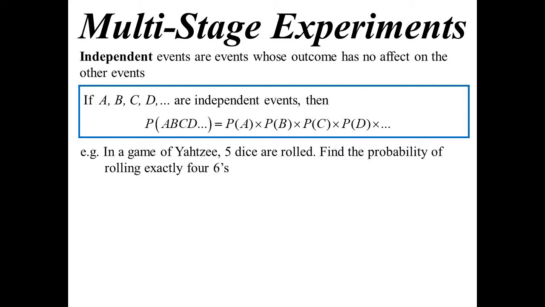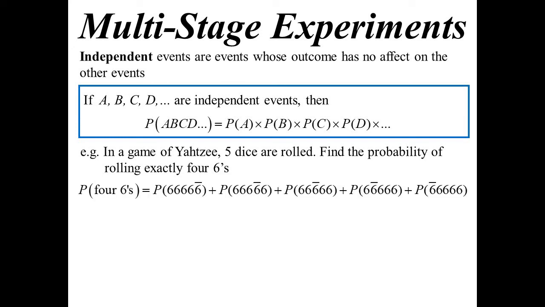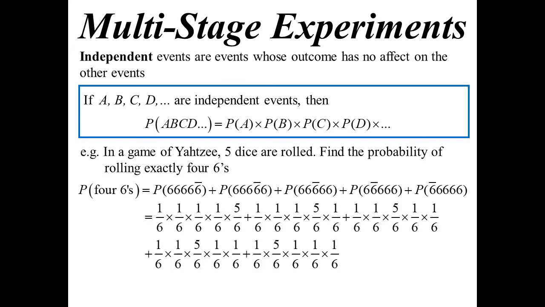You know the game Yahtzee? Great fun. You roll 5 dice and there are different combinations you have to try and get to win the game. So let's say we're looking to get 4 of a kind, and ideally 4 sixes would be good. Find the probability of rolling exactly 4 sixes. Well, there are several different ways we could do it. I could roll 4 sixes and then the 5th die doesn't have a 6, and so on and so on and so on. There are all the probabilities.